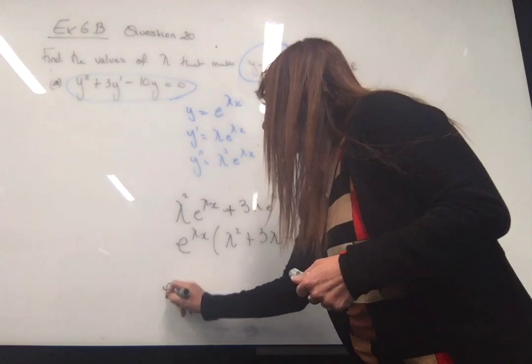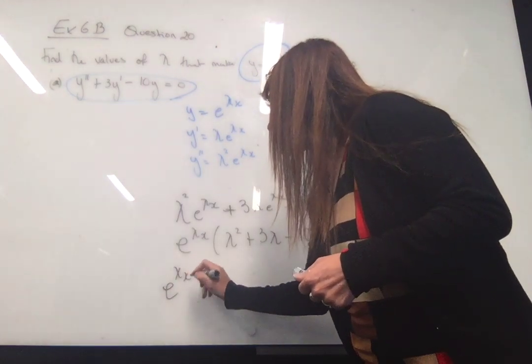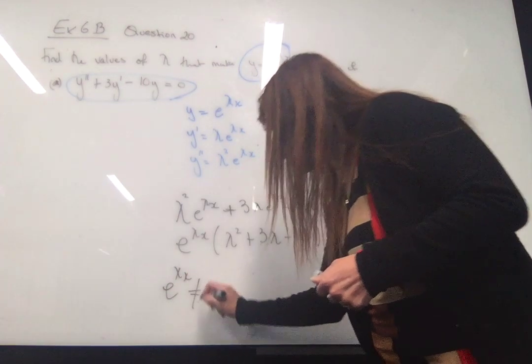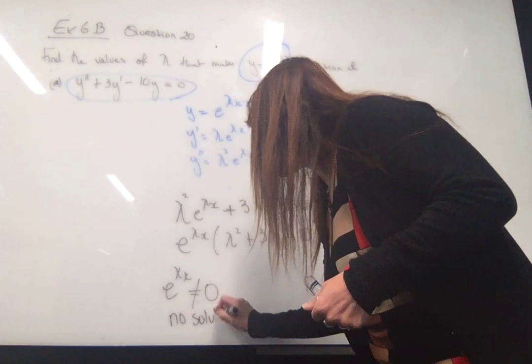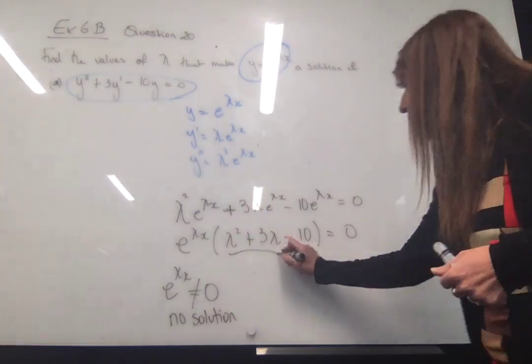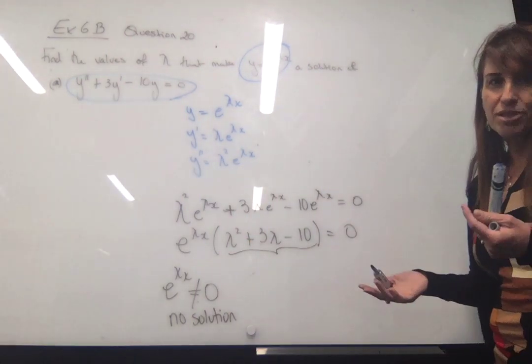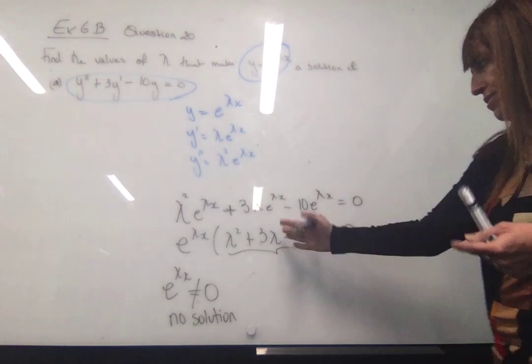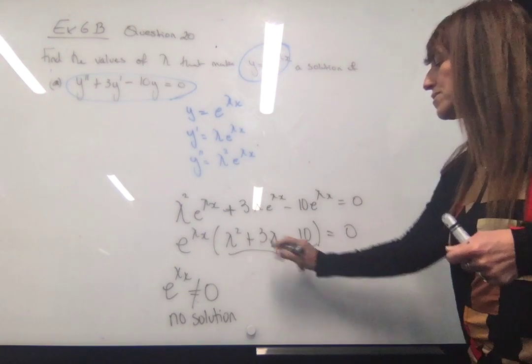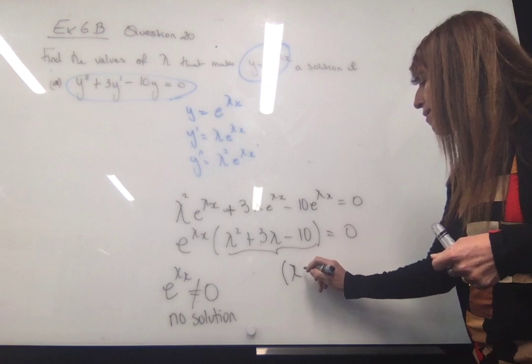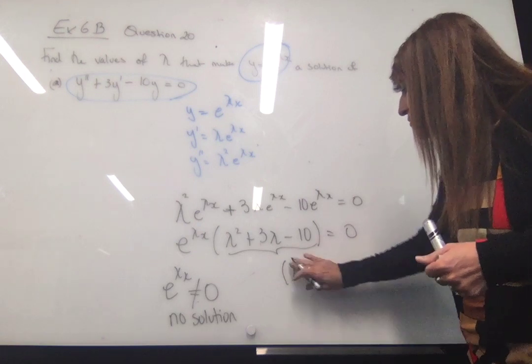Well, we know that e to the power of lambda x, because it's an exponential value, cannot equal 0, so we write no solution. And then I have this quadratic, which instead of lambda you could use x, but it's already quite straightforward anyway. So if I factorize this, I end up with lambda plus 5. Let me do this again.